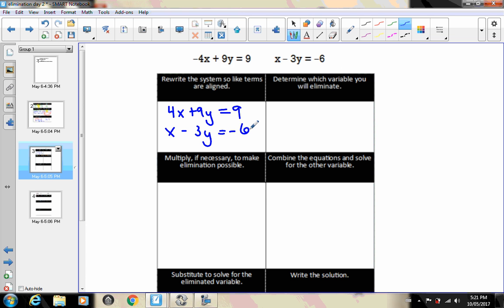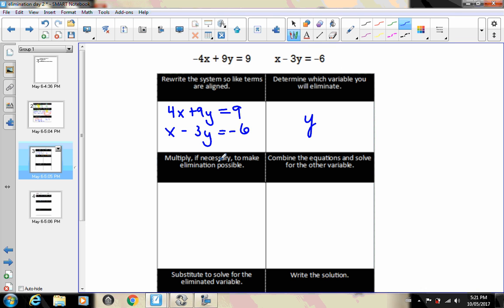Determine which variable you will eliminate. Okay, well right now I do not have a variable that I can eliminate. None of these numbers are the same. This is a 4, this is a 1, this is a 9, this is a 3, and not. So I can't do that. So I'm going to pick here. There's no wrong answer for this, but I'm going to do a little bit of a trickier one here and pick y.